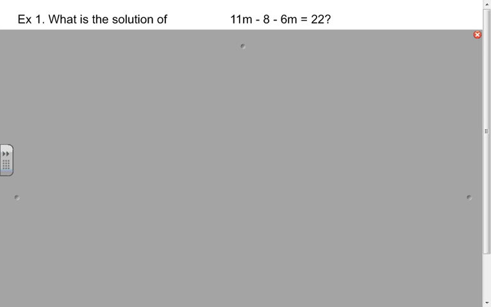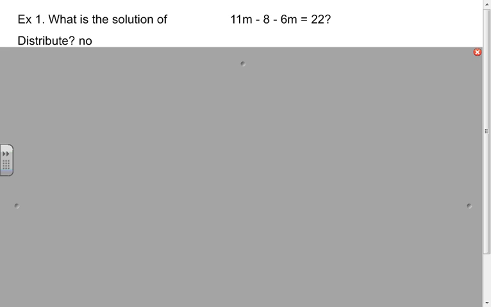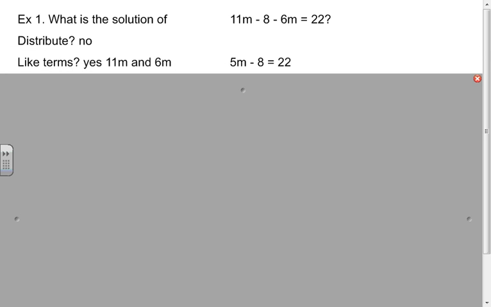Okay, stick with me. First example, what's the solution of 11m minus 8 minus 6m equals 22? In this example, you can see that on the left-hand side we have two like terms. But we have to look for things in order. Is there any distribute in this problem? There's no parentheses, so no, there's no distributive property. Are there any like terms? Yes, the 11m and the 6m are like terms, so we can do 11 minus 6, and that gives us 5m. We haven't done anything with the minus 8, so it comes down. We haven't done anything with the 22, so it comes down.